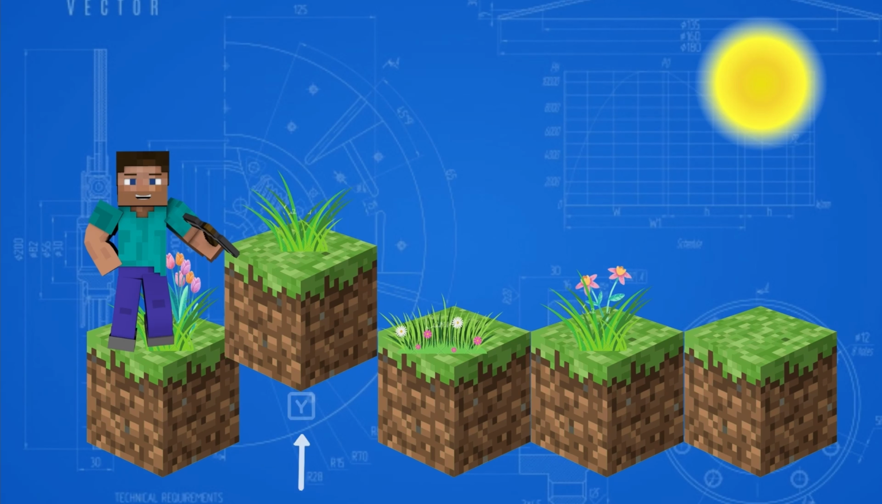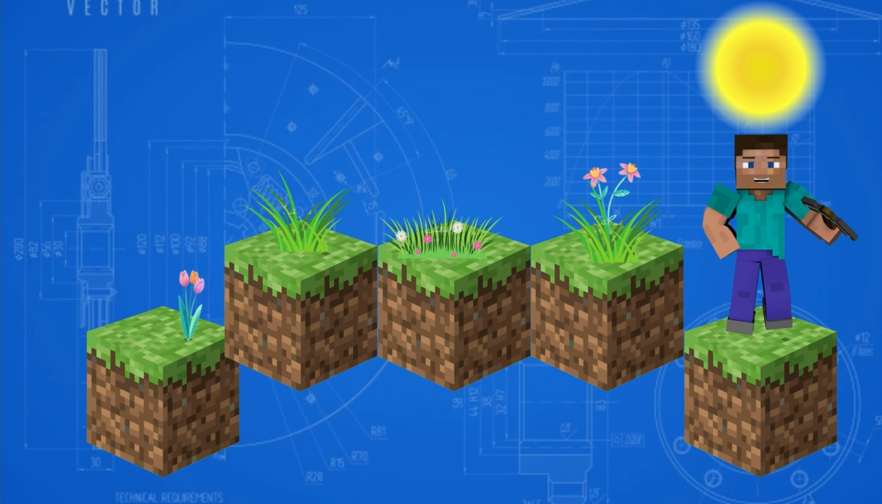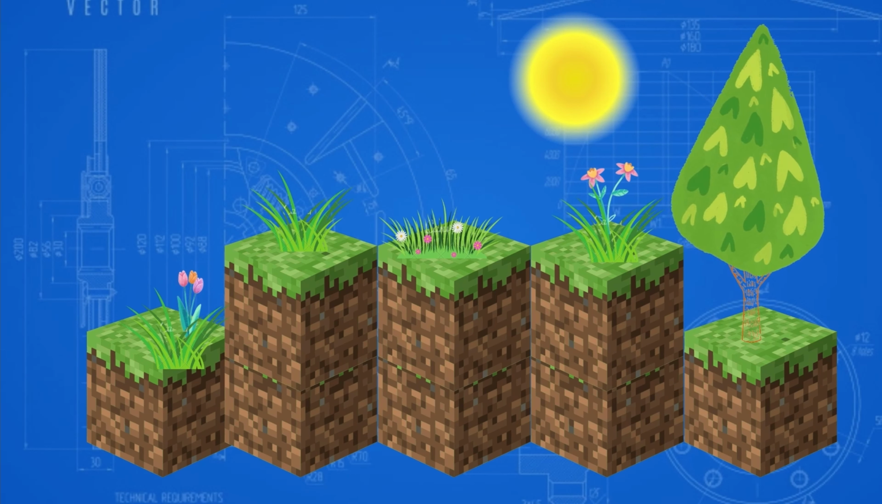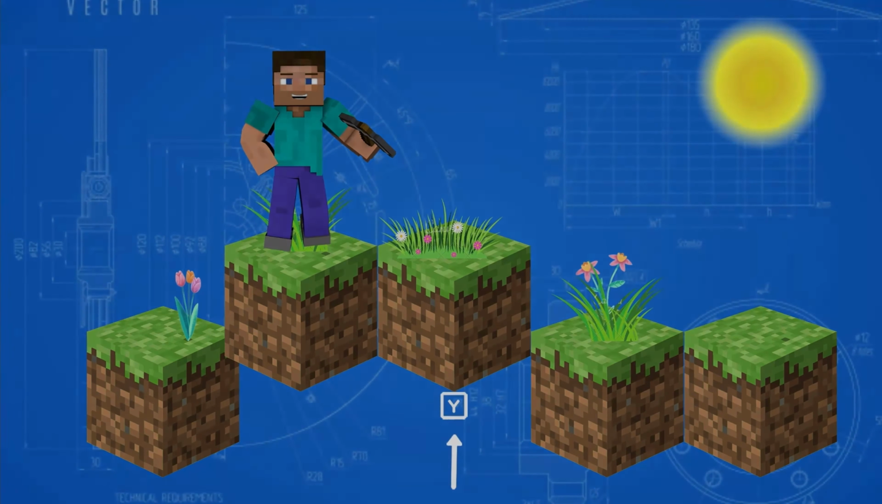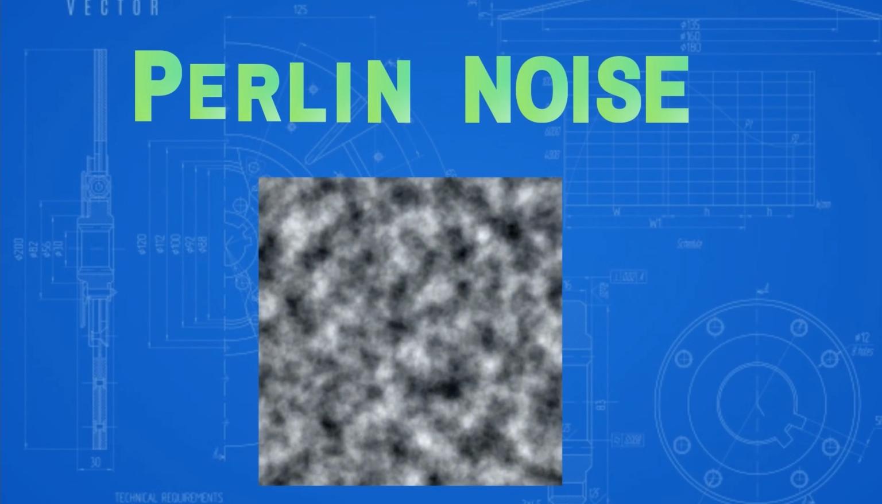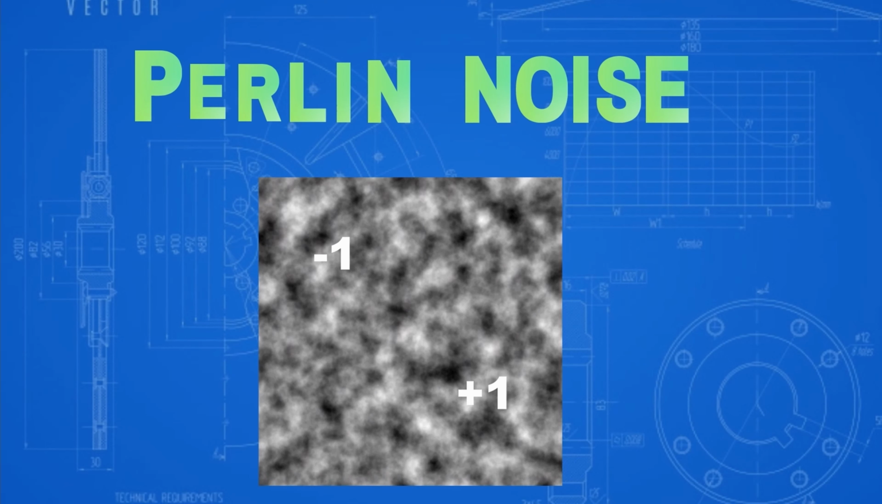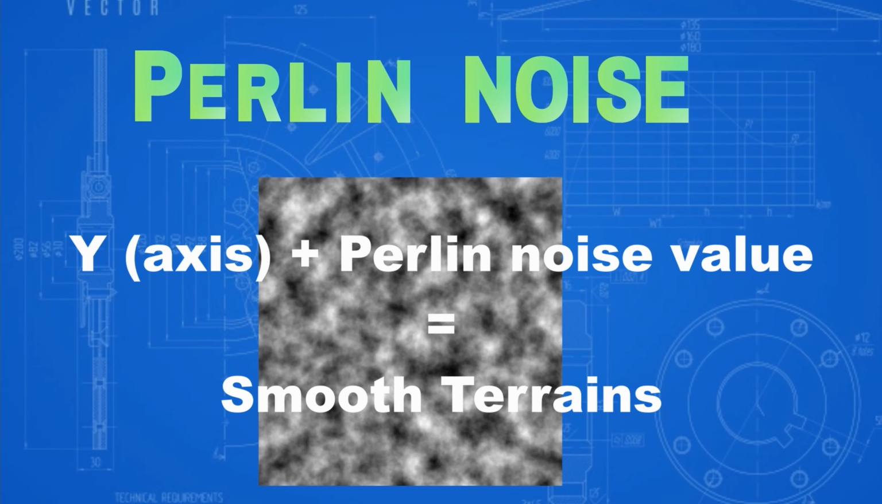Terrains can be generated by just changing the y-axis of the cubes randomly. And we can just fill the gaps with some new blocks. Just like that, we can generate some terrains. And the way we are going to generate these random values is by using Perlin noise. Perlin noise gives us random smooth values between -1 and +1. So we can just use these random values to change the y-axis of the cubes so we can generate some randomly generated terrains.